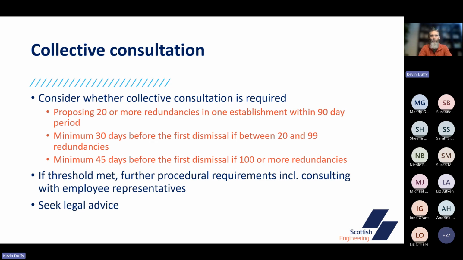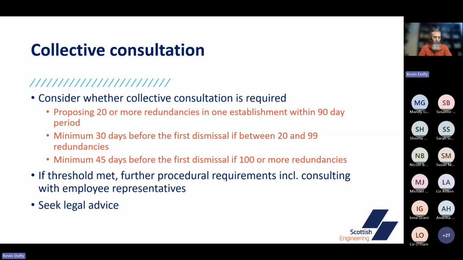Now, there's no particular magic formula. It's not like one rep has to cover 5 or one rep has to cover 20 employees who are at risk. It just has to be a reasonable amount to make sure that the employees are getting their collective consultation. And what you also have to give those reps is what's known as a Section 188 letter.